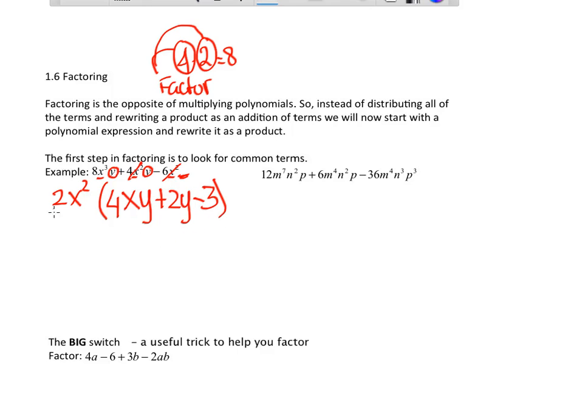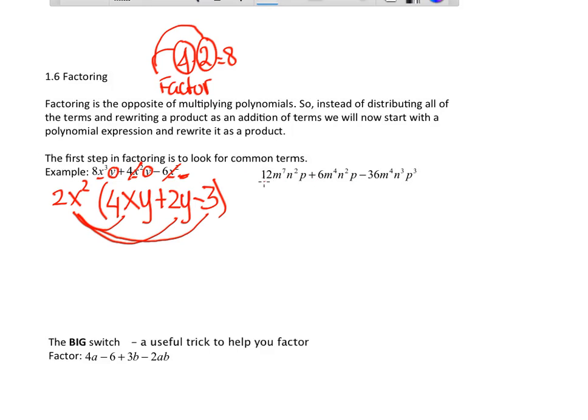So if I were to distribute this back, I should get the original expression. So 2 times 4 is 8x cubed y, so it works on the first, plus 2 times 2 is 4, x squared y. So it seems to be working, okay? Same thing. Doesn't matter how big these exponents are, or how many letters you have, it's exactly the same principle.